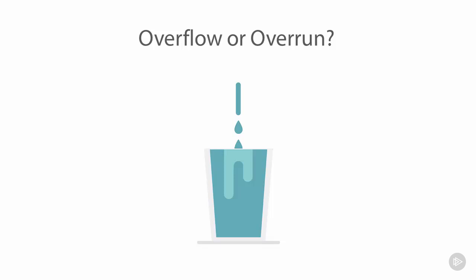So a buffer overflow occurs not because the buffer is full, but because the writing of the data to the buffer has overrun the memory boundaries of the buffer. This is why buffer overrun is a more accurate description for this condition. But it's the term buffer overflow that has stuck in modern cybersecurity speak.